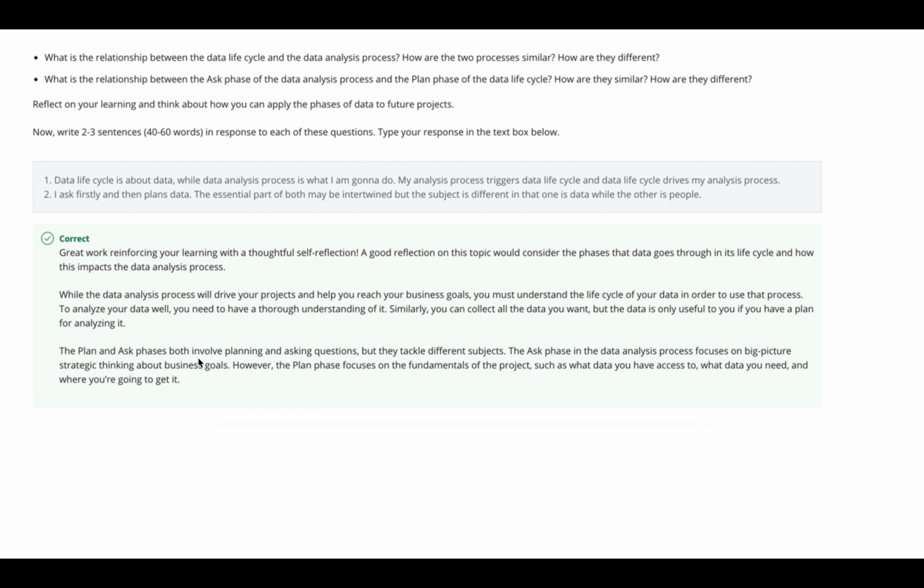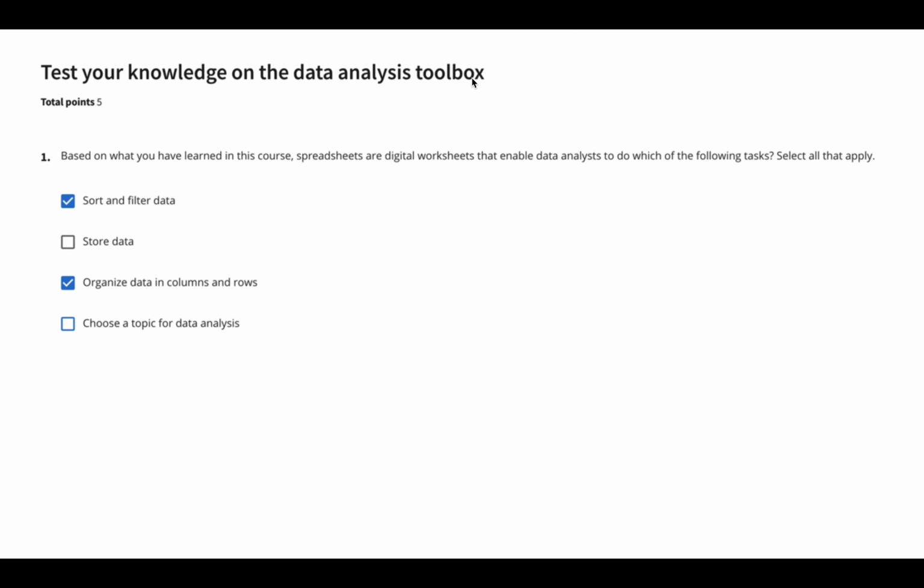The plan and ask phases both involve planning and asking questions, but they tackle different subjects. See, actually, I'm right here. Subject different. The ask phase in the data analysis process focuses on big picture strategic thinking about business goals. The ask is a human. The analyst asks a question about a business problem. It's a big picture problem. Of course, it includes data. However, the plan phase focuses on the fundamentals of the project, the detailed technique to deal with data, such as what data you have access to, what data you need, and what you're going to do to get it.